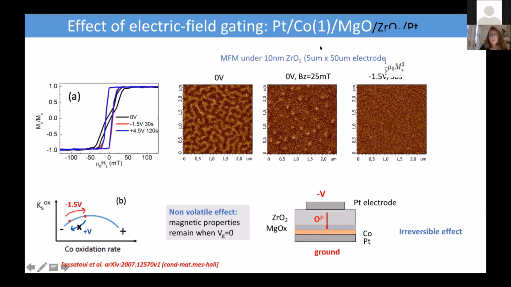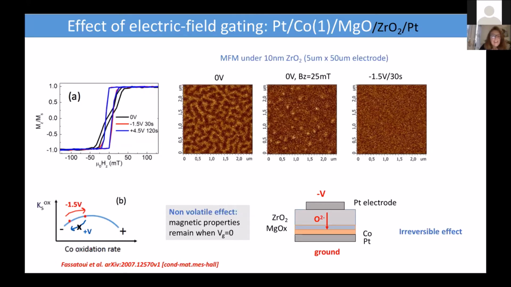This trilayer was covered by zirconium oxide, as I told you, 10 nanometers thick. With about 1 nanometer of cobalt in the virgin state, you can see this black hysteresis loop that is characterized by zero remanence, which is characteristic of a demagnetized state.